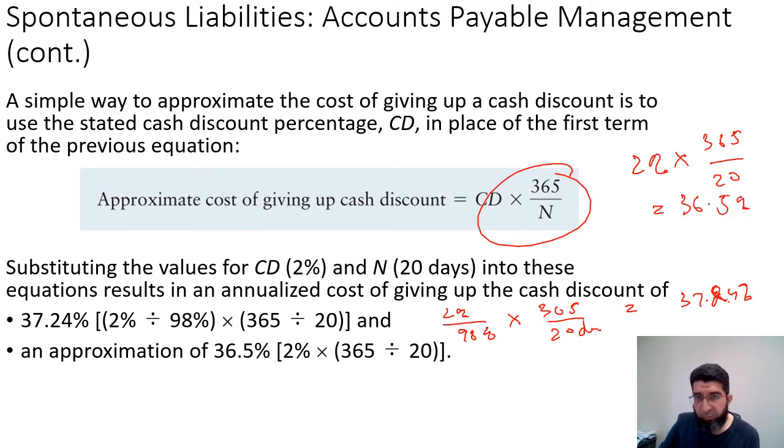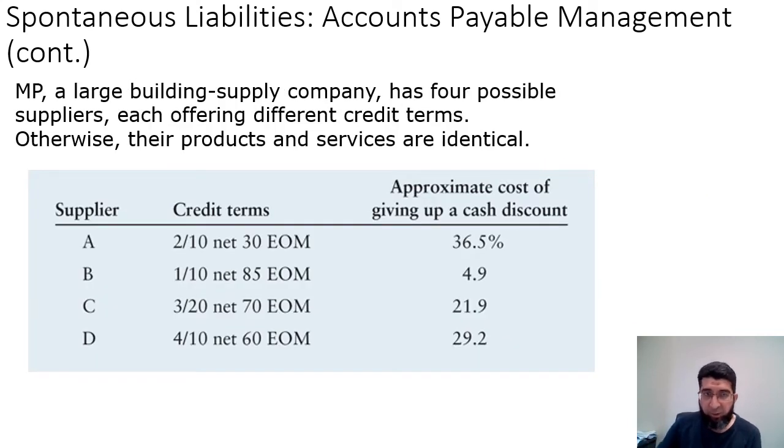36.5%. Although there is a difference, and sometimes it is significant, so obviously it's appropriate to use the standard, but the approximation gives you a quick view of what kind of cost you are incurring in giving up the discount. Let's look at an example. MP, a large building supply company, has 4 possible suppliers, each offering different credit terms. Otherwise their products and services are identical. So besides this cash discount, everything is the same.